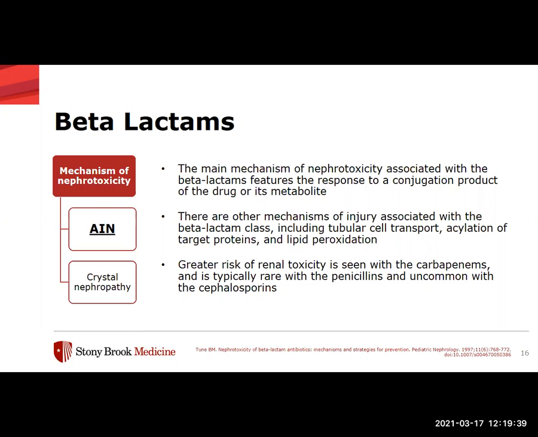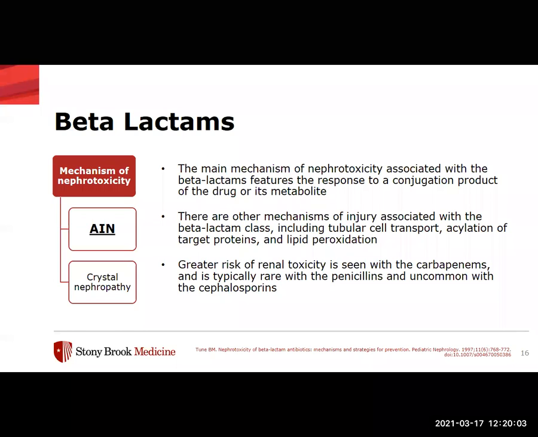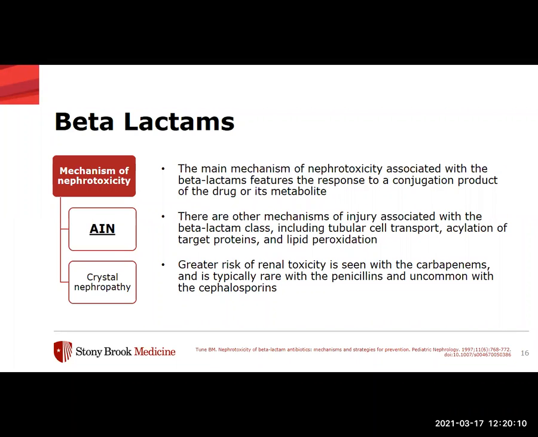In the class overall, the agents with the greatest risk of renal toxicity are the carbapenems. However, typically, renal toxicity is rarely observed with the penicillins and is regarded as uncommon with the cephalosporins. The most nephrotoxic beta-lactam has been found to be imipenem, which has sufficient cellular uptake, reactivity, and generalized toxicity to mitochondrial substrate carriers, which can be severely nephrotoxic. And this is why imipenem is formulated with cilastatin, which is a nephroprotective renal transport inhibitor.